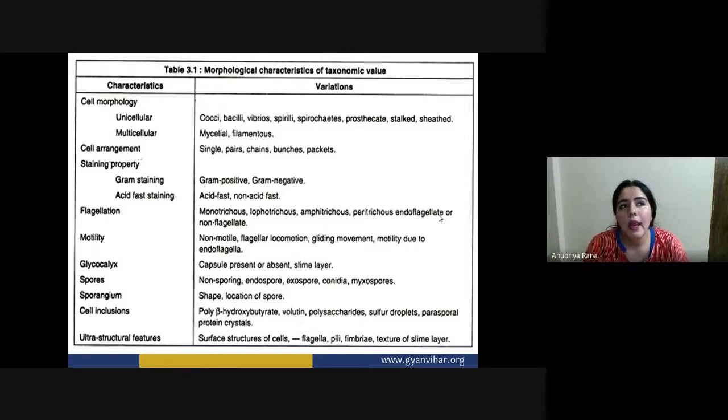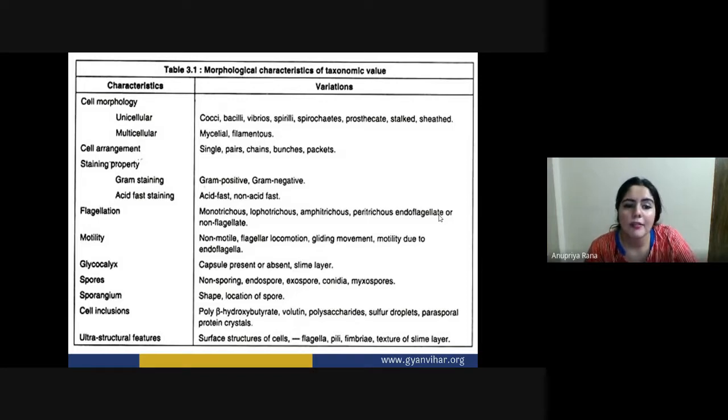Staining property, I just told you, like the gram staining. If they can accept the stain, they will be called gram positive. If they do not take the staining, then they will be gram negative. Acid fast staining, that also can be done. If they are going to accept it, they will be acid fast. If they are not, not acid fast.